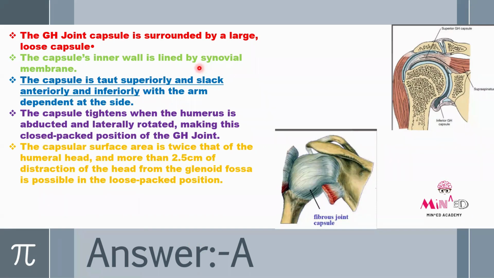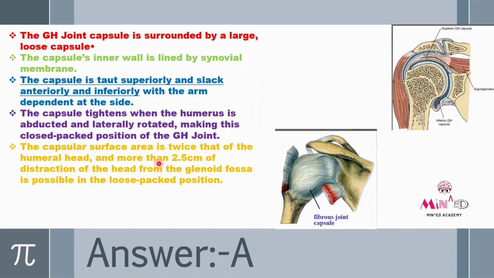Fine. The capsule is taut superiorly and slack anteriorly and inferiorly, with the arm dependent at the side. When the arm is at the side, the slack will be anterior and inferior. The capsule tightens when the humerus is abducted and laterally rotated. Okay, when you abduct and laterally rotate the humerus, the capsule tightens, making this the close packed position for the GH joint. So this might also be a question in the exam: which of the following is the close packed position of the GH joint? That is, humerus abducted and laterally rotated.